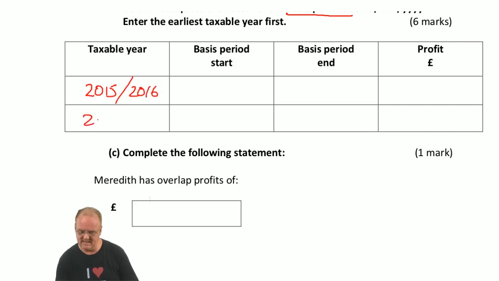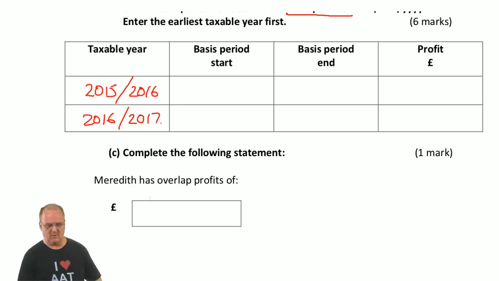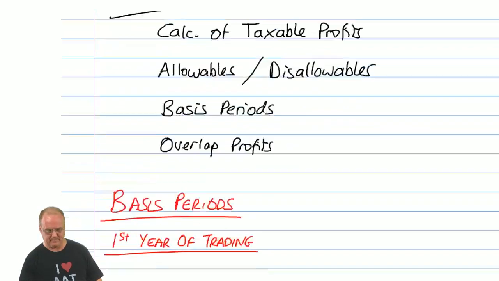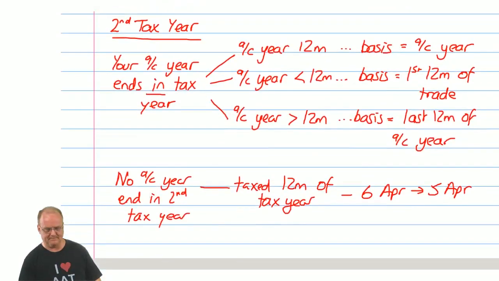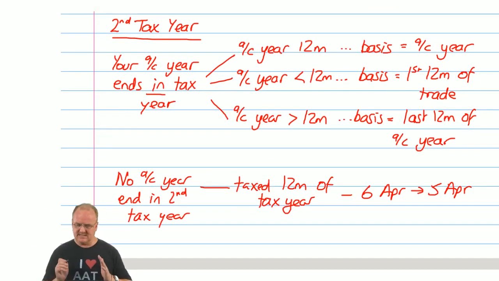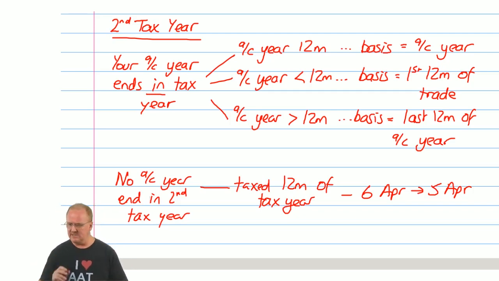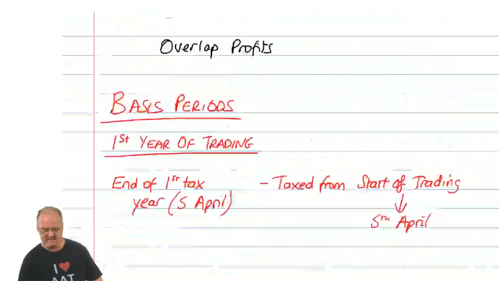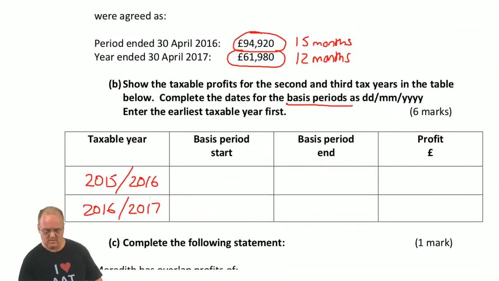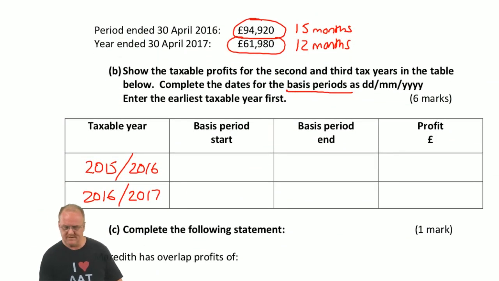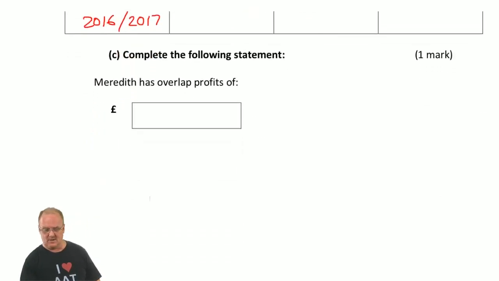And that of course means the 3rd tax year will be 16-17. Right, basis periods. Let's go down to the rules. 2nd year. Does she have an accounting year ending in the tax year? Well, the accounting year ends the 30th of April 2016. That is after the 5th of April. So the answer is no, it does not.